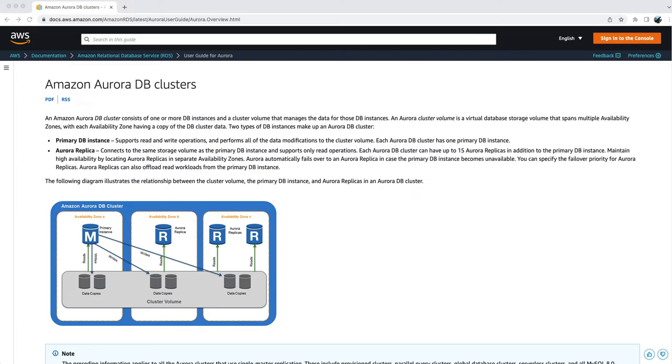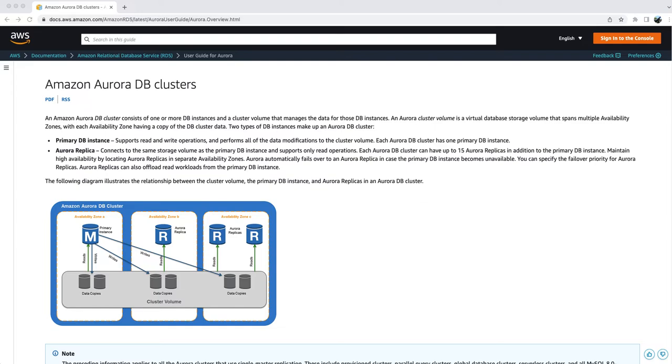In today's video, we will talk about Amazon Aurora. So what is Amazon Aurora database? It's a fully managed relational database engine that's compatible with MySQL and PostgreSQL. An Amazon Aurora DB cluster consists of one or more DB instances and a cluster volume that manages the data for all these DB instances.